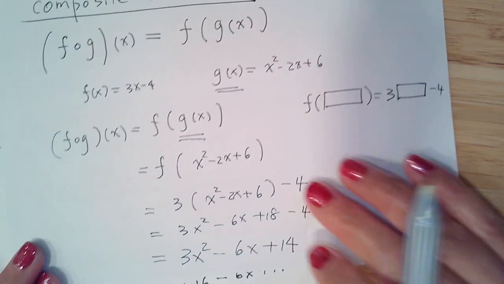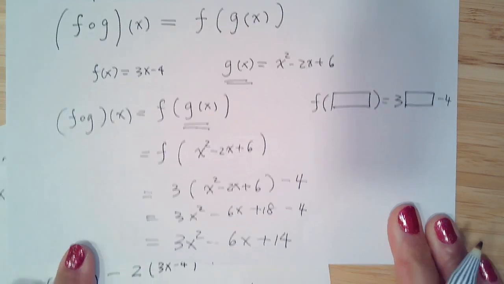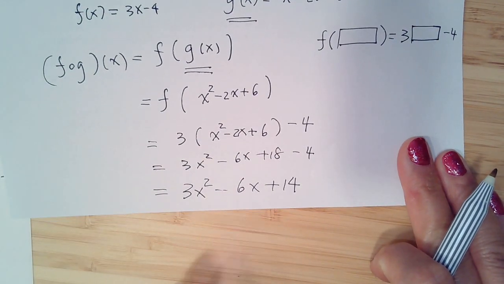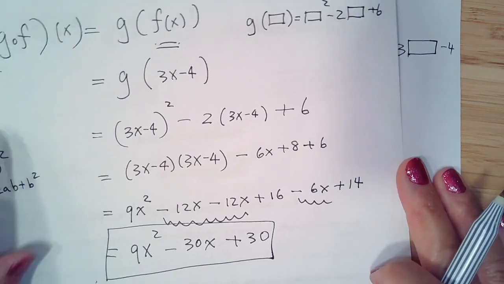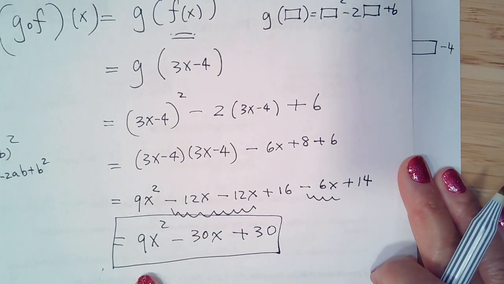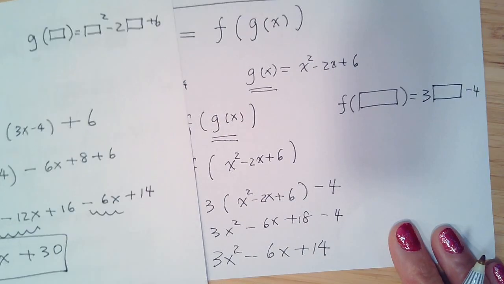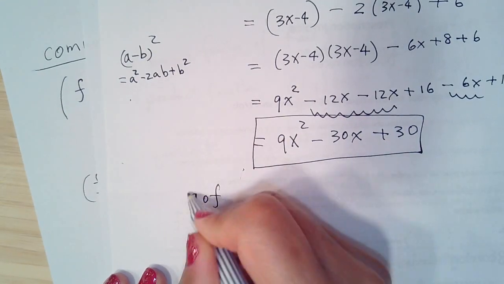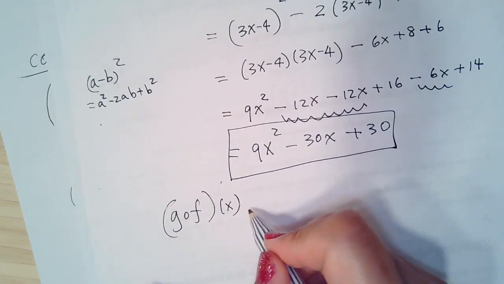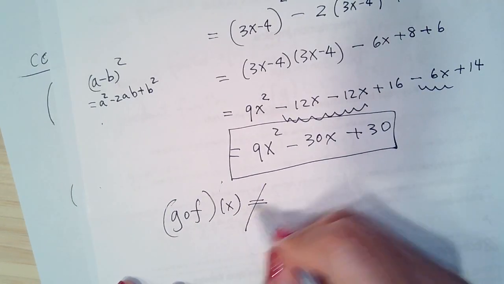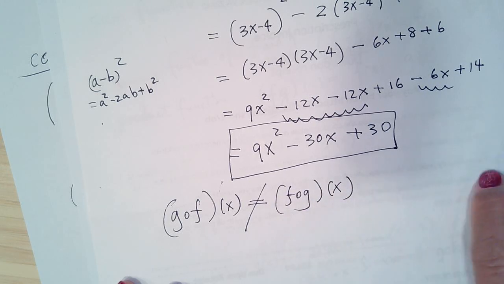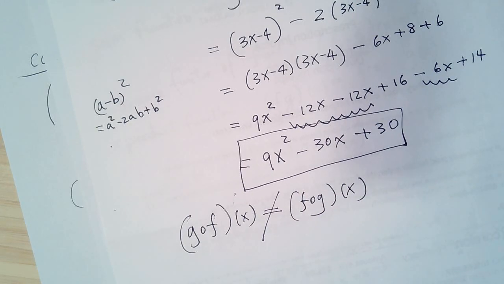This is your f circle g. f circle g looks like this: 3x squared minus 6x plus 14. But g circle f looks like this: 9x squared minus 30x plus 30. They're different. So what you can tell is that g circle f is not always the same as f circle g of x. That's the concept I want you to get.